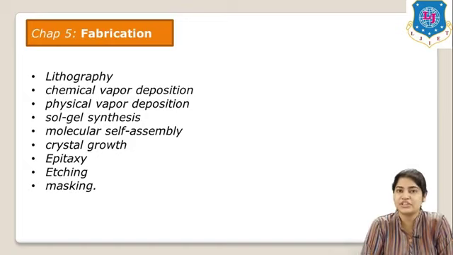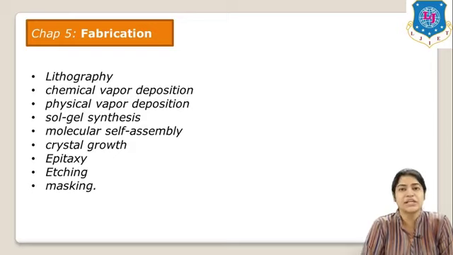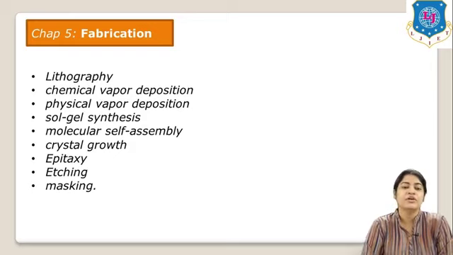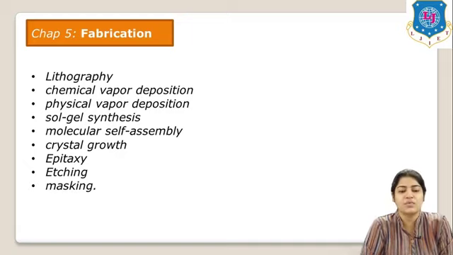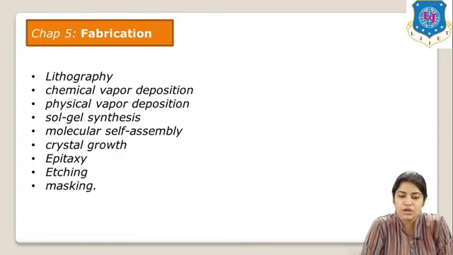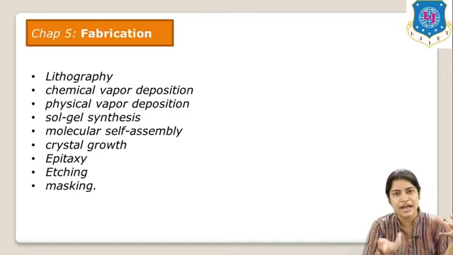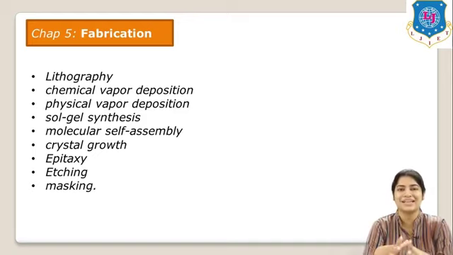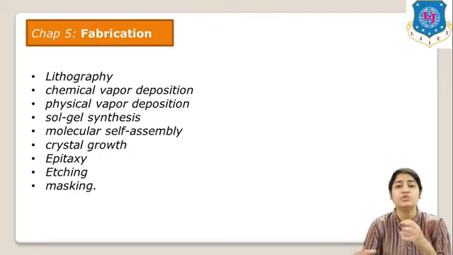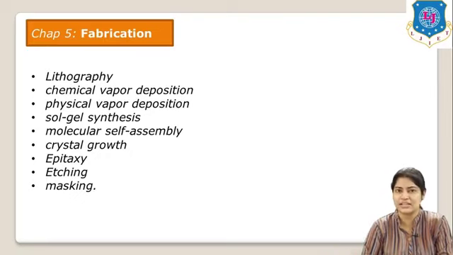Now that was about your chapter number 2, the synthesis of nanoparticles. Now we will be starting chapter number 5, the fabrication of nanoparticles. In this chapter the contents you will be studying are: lithography, chemical vapor deposition, physical vapor deposition, sol gel synthesis, molecular self-assembly, crystal growth, epitaxy, etching, masking. To fabricate new kinds of nanostructures, we use these techniques. Once nanoparticles have been created, if you need those particles fabricated into useful nanostructures, then these techniques are used.